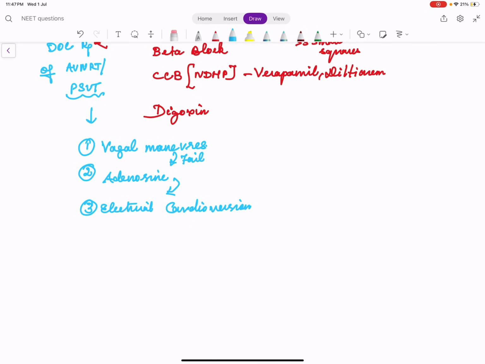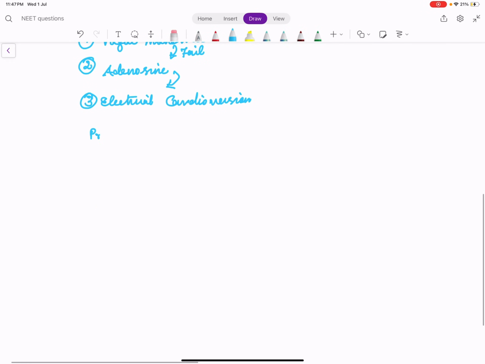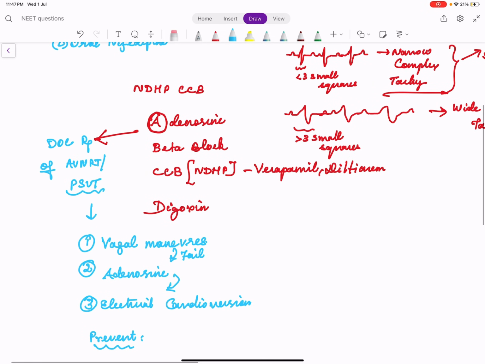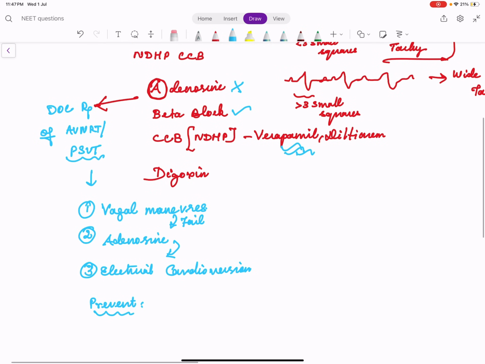PSVT. But the question asked here is how will you prevent, right? Again, we are going to give one of the drugs. Adenosine cannot be given as prevention because it is an IV drug. Okay, beta blockers may be given, but calcium channel blockers are more effective than beta blockers in this case. Digoxin, even though it is a good drug, is not commonly used nowadays because it is prone to cause digoxin toxicity.